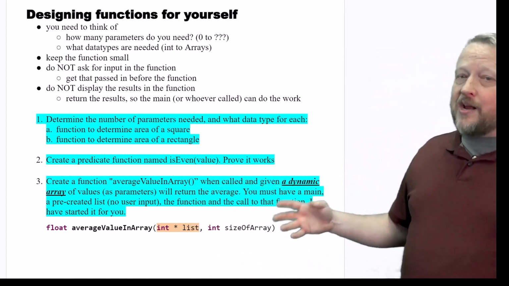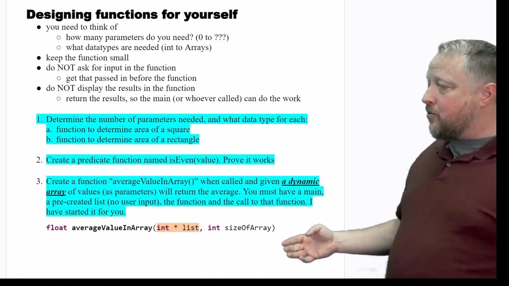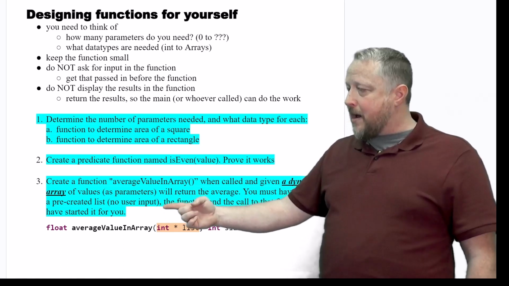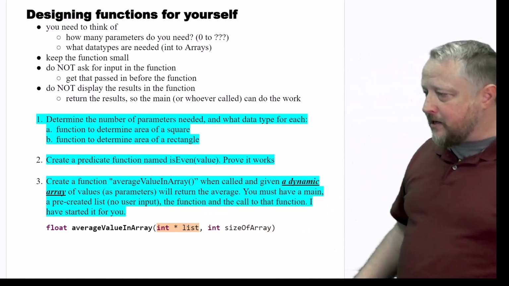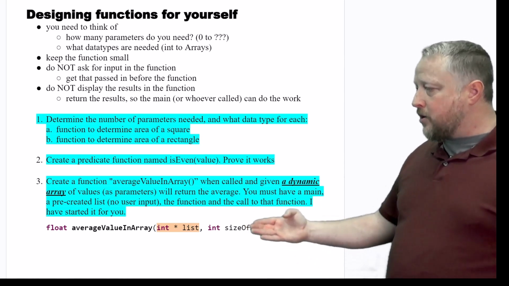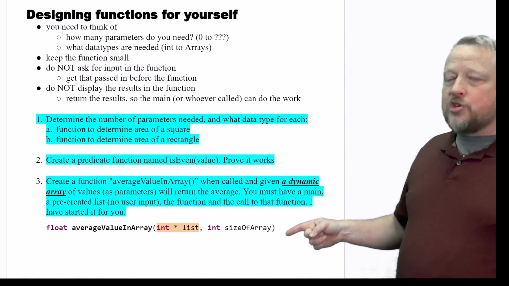This one's going to take a while. When given a dynamic array of values as parameters, it will return the average. You must have a main, a pre-created list, no user input, the function, and the call to that function. I have started this; this is what your function would start off with.